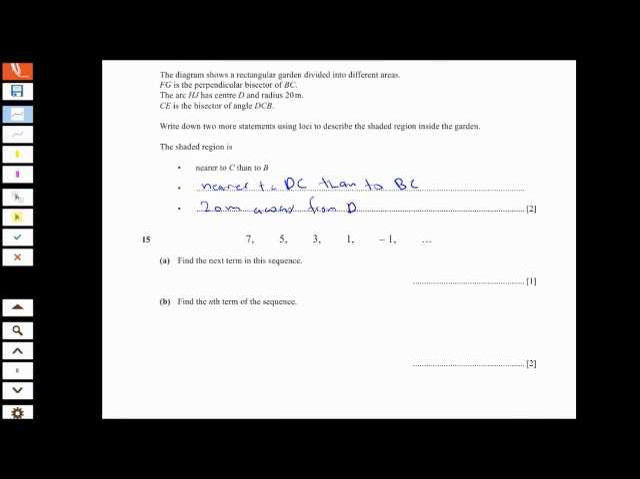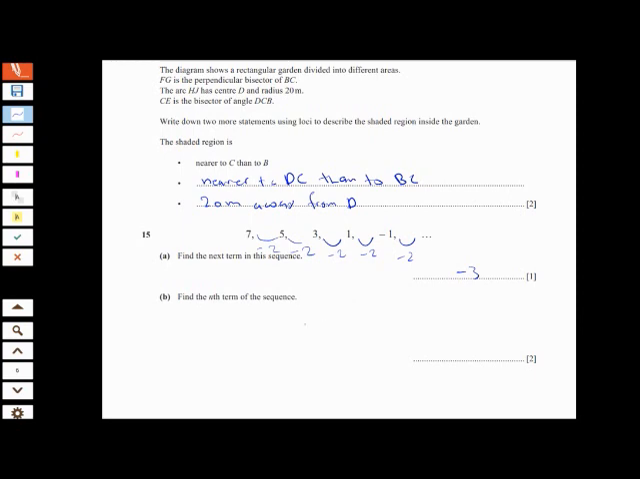Now question 15, sequence. Find the next term in this sequence. So basically just find the difference between these. That's negative 2, negative 2, negative 2, and negative 2. In order to find the next term, you use minus 2, which is negative 3. Like find the nth term of the sequence.